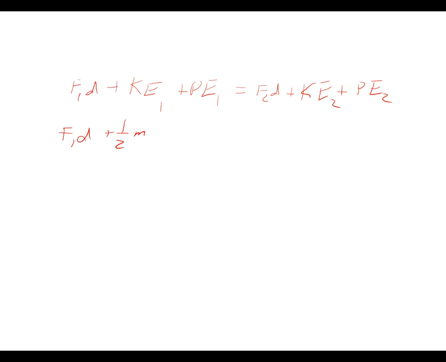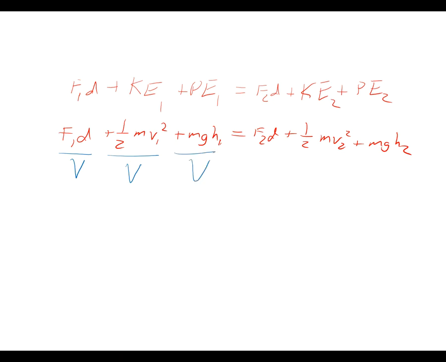And kinetic energy is just 1/2 mv squared. Potential energy is just mgh. And it's the same thing on the right side. Okay. But once again, we don't want to talk about mass. This is a fluid, so mass of fluid is kind of hard to deal with. We're going to change it into density. How? We're going to divide everything by volume. And that's on every term.